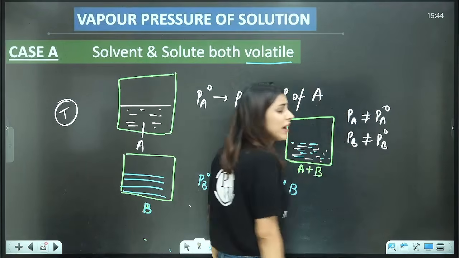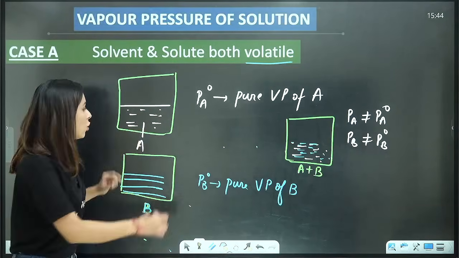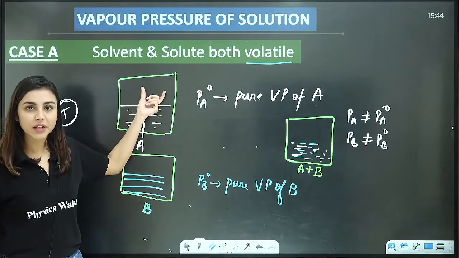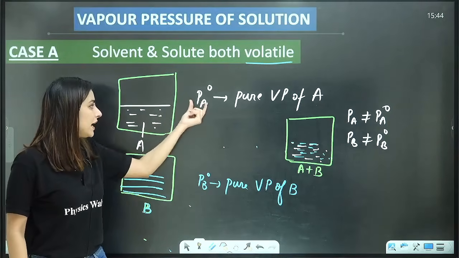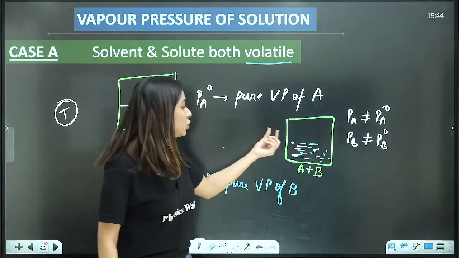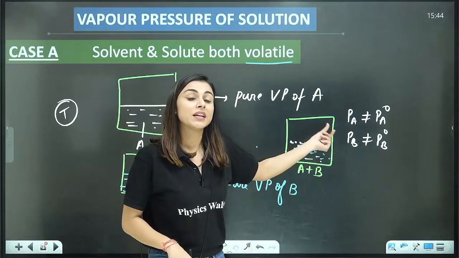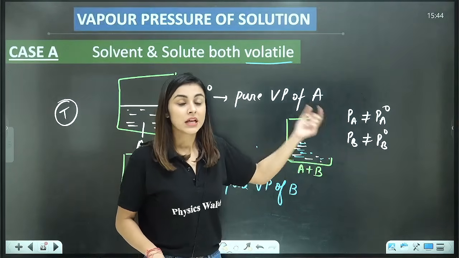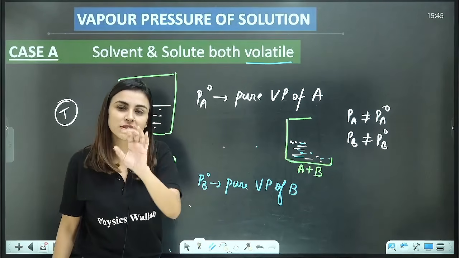Now the question is why? Because, my dear students, what was happening here? Here all the particles were A, right? Here all the particles were B. That is the reason they had PA naught and PB naught pressures. If you are mixing them, then you will have some particles of A and some particles of B on the surface as well. Now, if you have both A and B particles, they will hinder each other's vapor pressures.